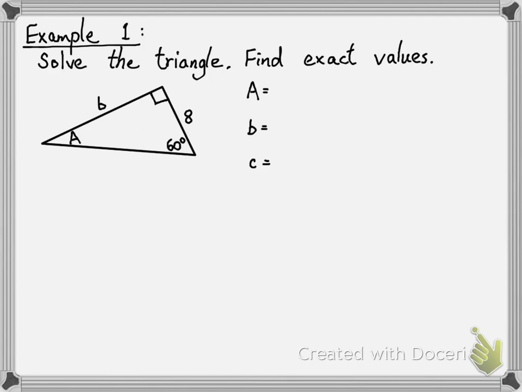Let's start with angle A. We know that the sum of the three angles of any triangle must be 180 degrees. Therefore, A plus 60 degrees plus 90 degrees must equal 180 degrees. Let's simplify the left side. We have A plus 150 degrees equals 180 degrees. If we subtract 150 degrees on both sides, we find that A equals 30 degrees.